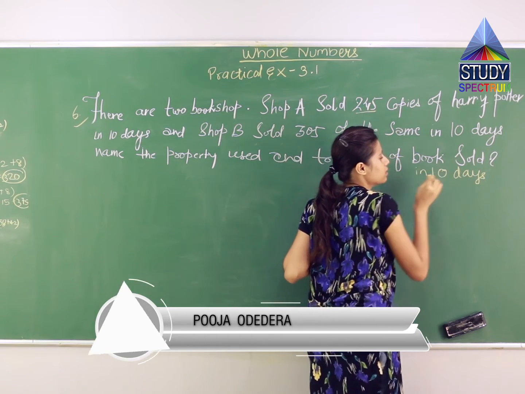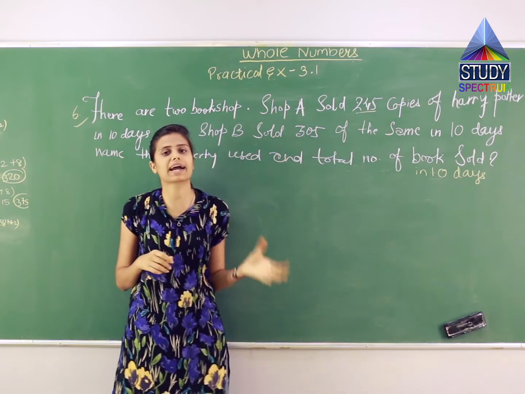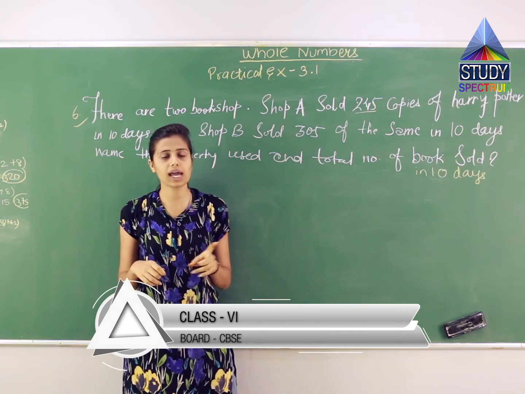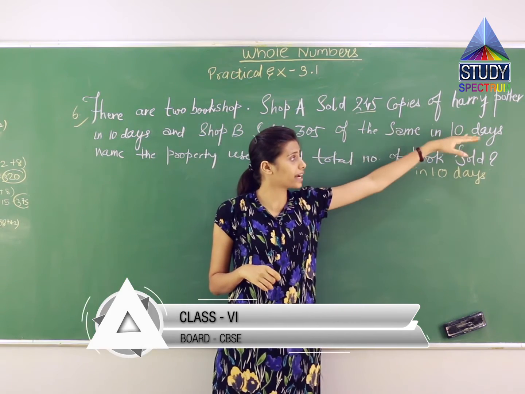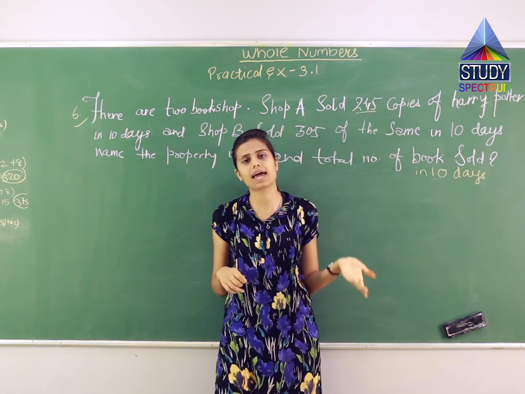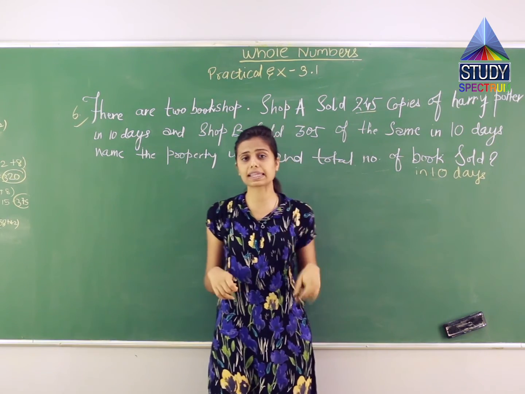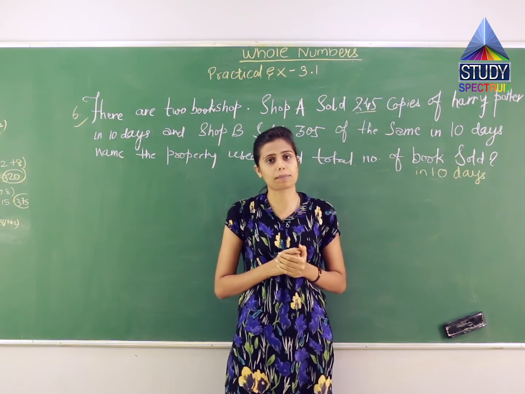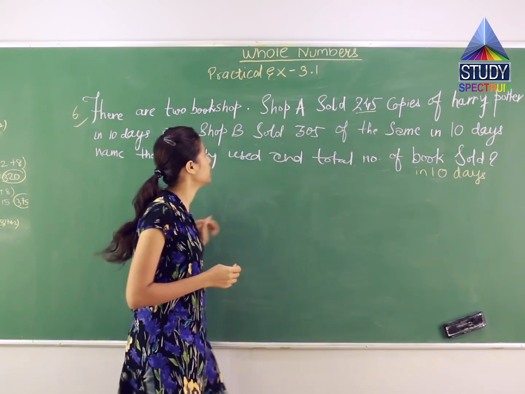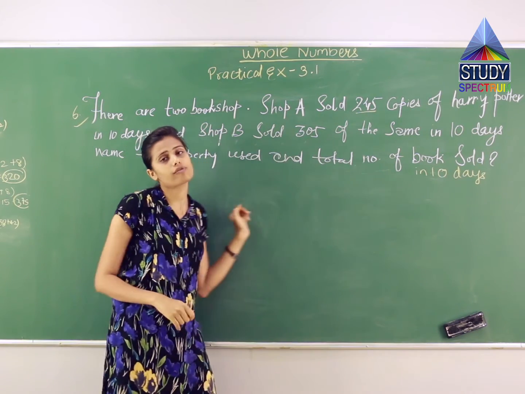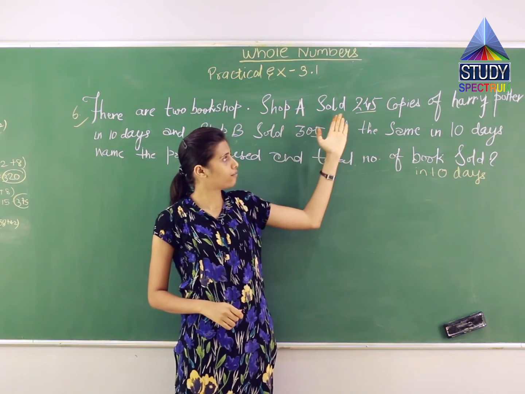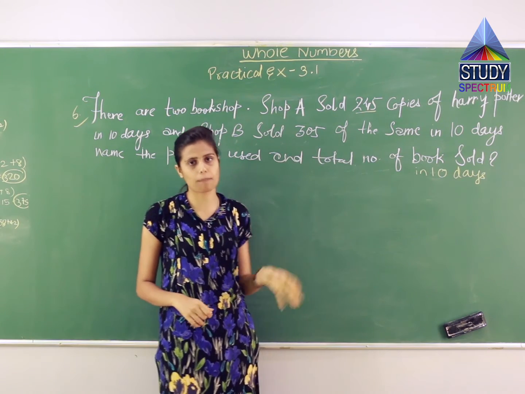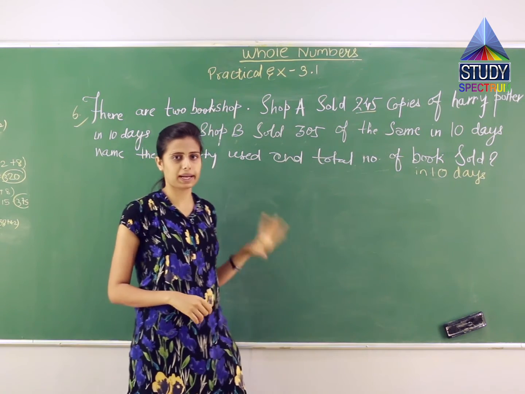But there is a mistake in this question. This question is trying to say that this 245 copies is sold in one day, okay, of Harry Potter, and they are trying to tell us to find the copies that they can sell in 10 days. एक दिन में how many copies they are selling of Harry Potter? They are selling 245 copies. That is shop A. And shop B sells 305 copies of the same. Means जो shop A है वो एक दिन में 245 copies बेच रहा है, and shop B जो है वो 305 copies बेच रहा है एक दिन में of Harry Potter novel, right?